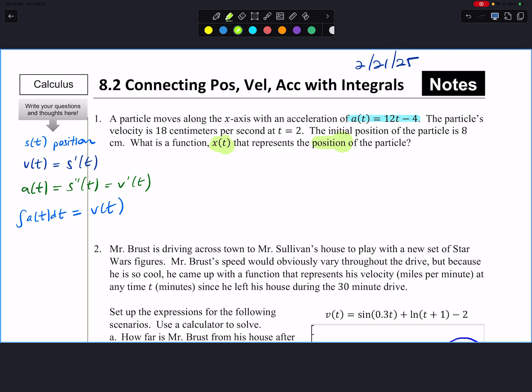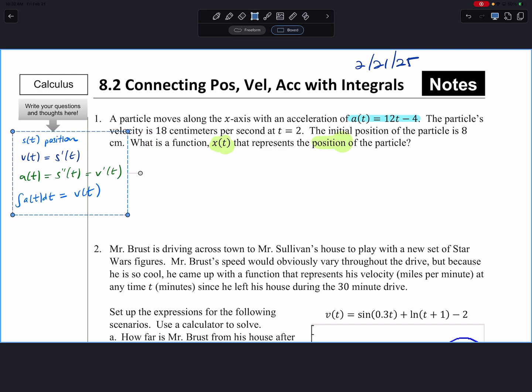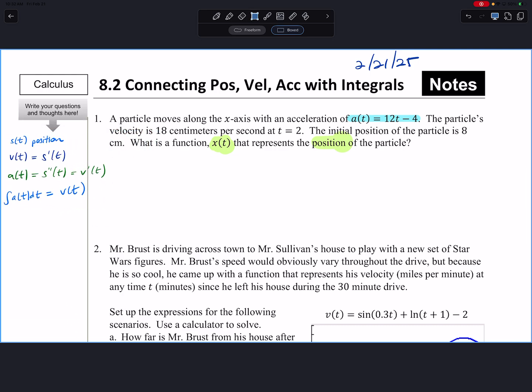All right. This is a lot of what your homework will be for 8.2, is basically going forwards and backwards. So we're given acceleration, right? If I want to find position, do you guys agree that means I need to do an integral how many times? Twice, because I need to go backwards twice. So let's integrate this. So the velocity function is equal to the integral of the acceleration function. Okay? So it's going to be equal to the integral of 12t minus 4, and then it's with respect to t, dt.